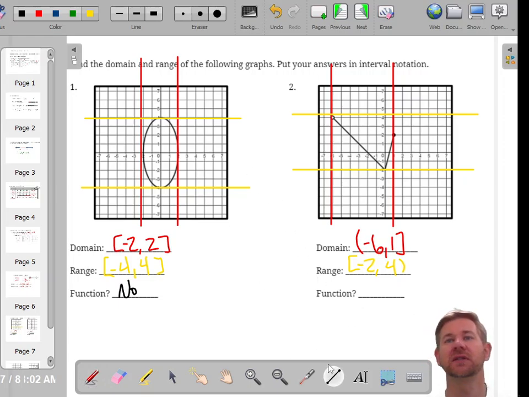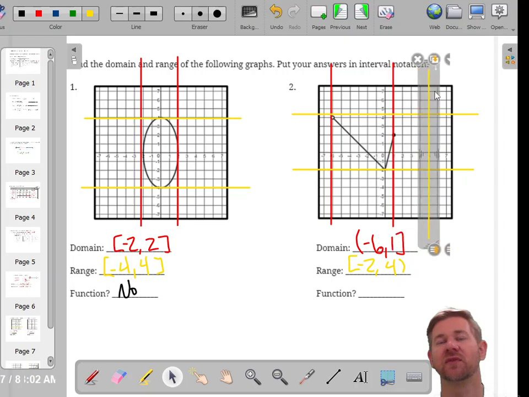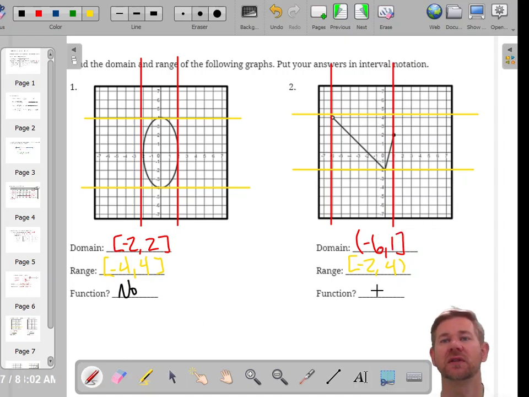Is this a function? It passes the vertical line test, so yes, this is a function. If you drag a vertical line across it, it will never intersect more than once. See, it's like once. We're fine. This is a function. So is it a function? Yes.